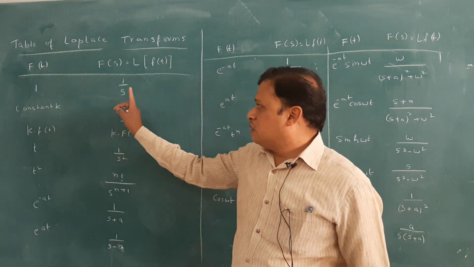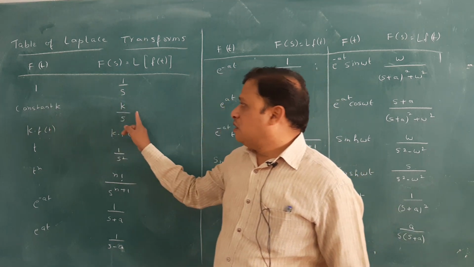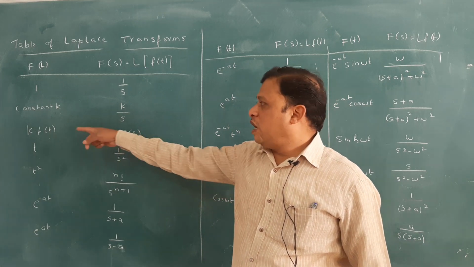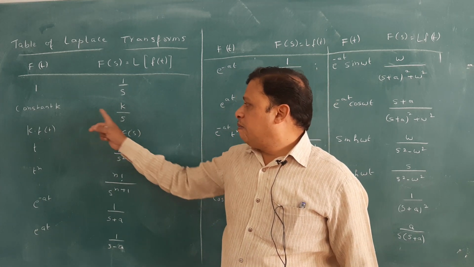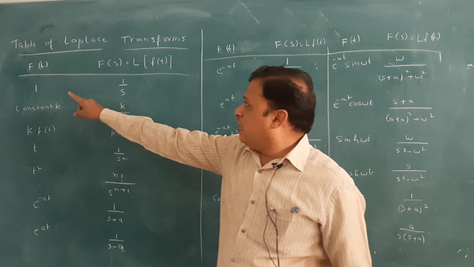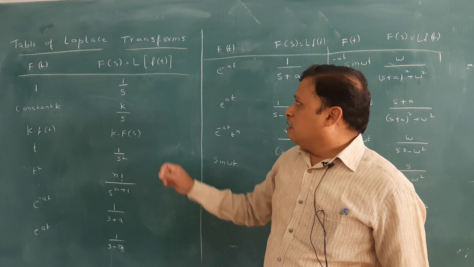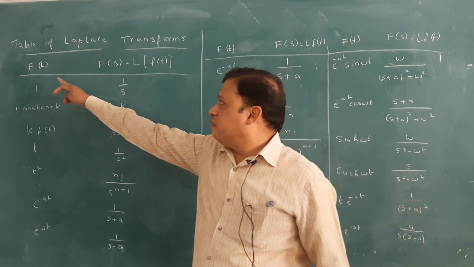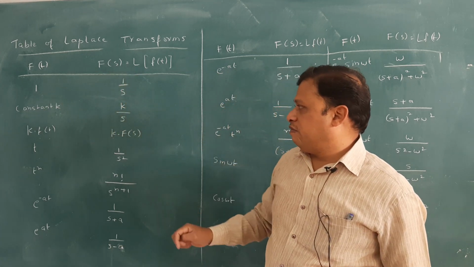For 1 by s, with constant k, the Laplace transform is k by s. If you have k into f of t, then the Laplace transform is k into F of s. So f of t and F of s are the functions. f of t is the time function, and in the s domain the function is F of s.